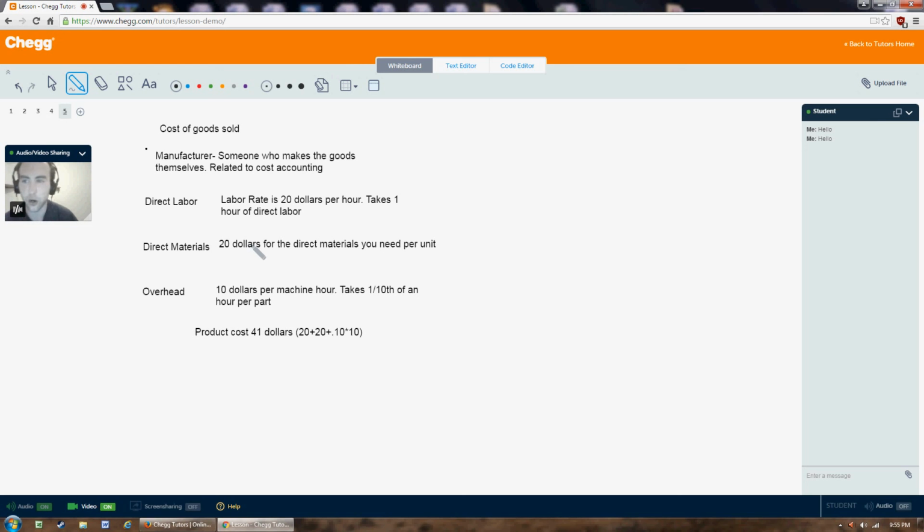So every part we make, our cost of goods sold income statement account would increase by $41, and our inventory balance sheet account would decrease by $41. And that's the basics of cost of goods sold.